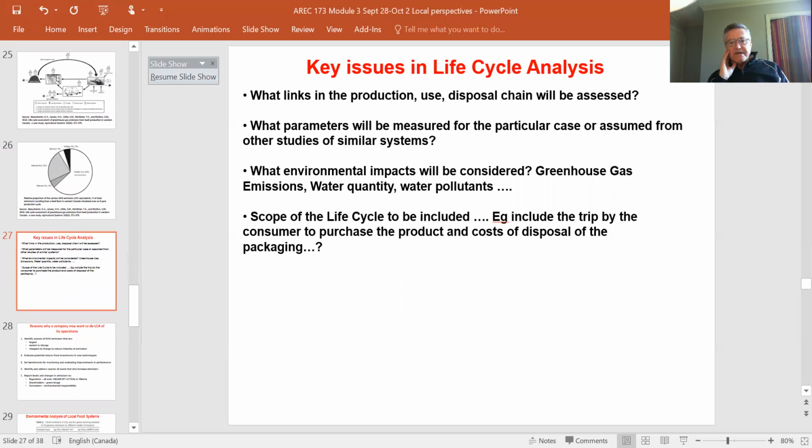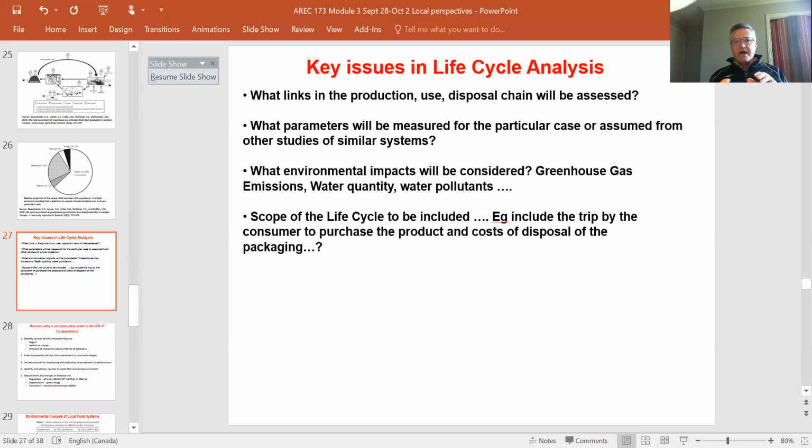So if you're going to do a life cycle analysis, then you need to think about what are the links between production, use, the disposal chain that we're going to assess. We're going to just look at production, or we're going to have to carry it all the way through to use and disposal. How are we going to measure things? Are we going to say per unit of live weight, say for a cow, or per slaughter weight? We have to get that right. We have to be comparing apples and apples.